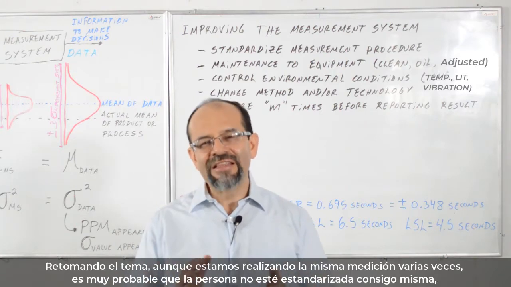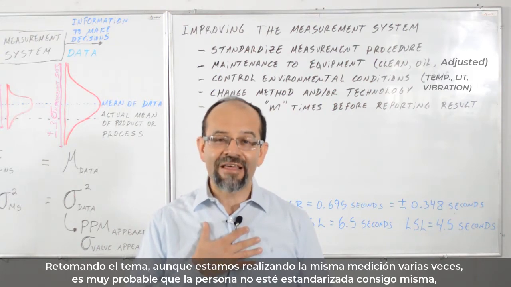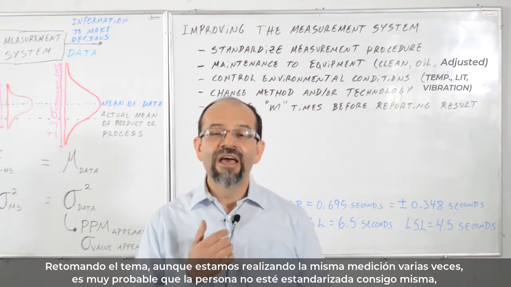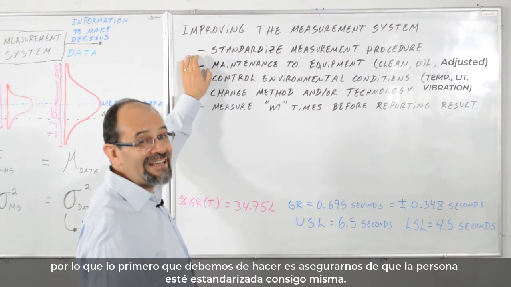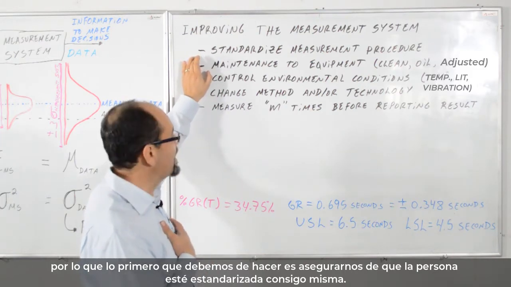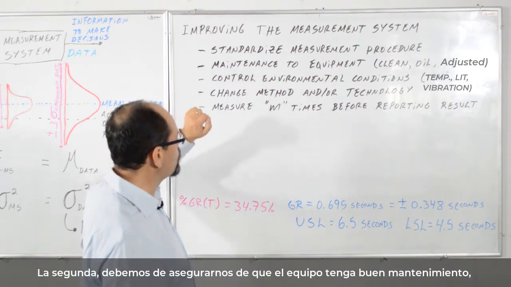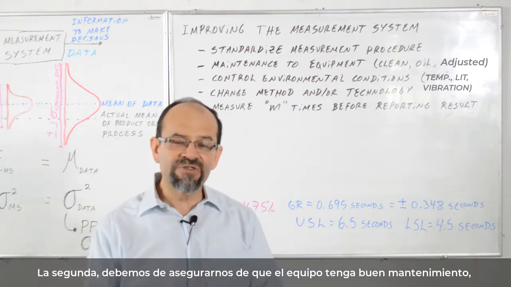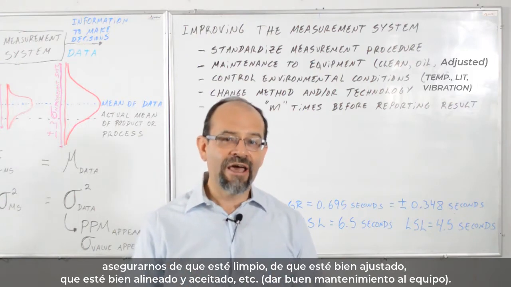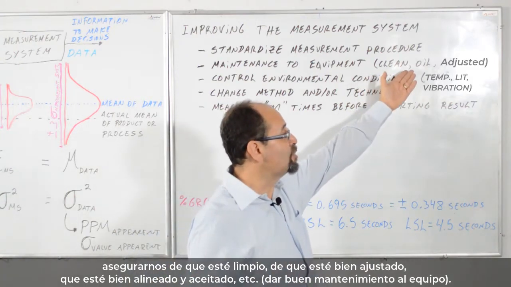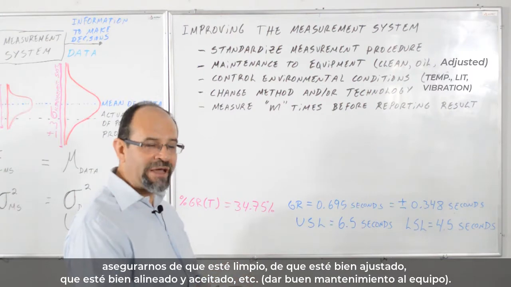Well, let me go back. Although we are doing the same measurement several times, very likely the person is not standardized by himself or herself. And then we have to make sure that the person will be standardized with themselves. That will be the first thing to do. Second one, make sure that the equipment is very well maintained. Make sure that it is clean, it is adjusted, and if necessary, aligned, oiled, etc. So maintain the equipment.